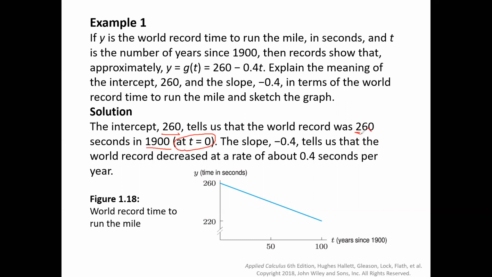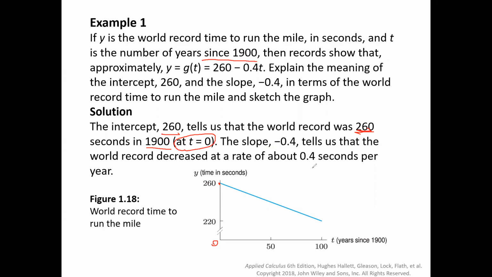So let's look at the question again. The question says since 1900, right? So that's the first time that we're calculating mile time. So 0 is going to be your starting point, and the first ever recorded mile time is 260.